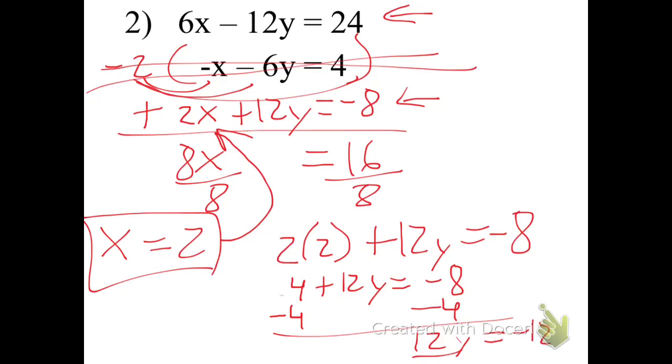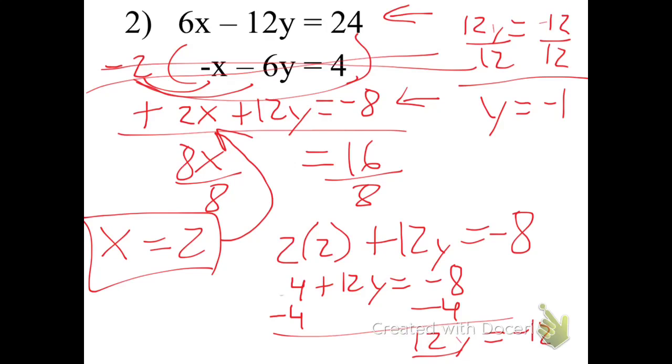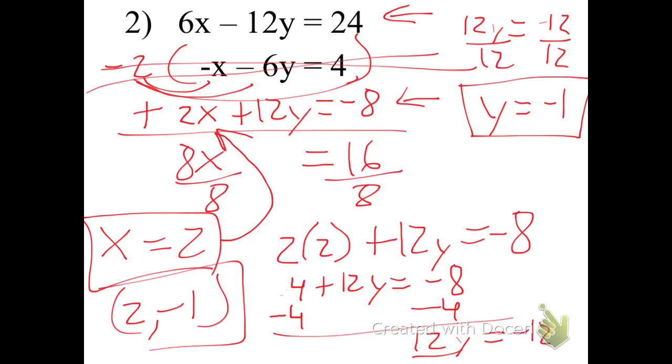So if we were to divide, let me rewrite up here. So we got 12y equals -12. If we divide both sides by 12, we're going to get y by itself. And we find out that y is negative 1, because negative 12 divided by positive 12 is negative 1. So we get the point (2, -1), and 2 is done.